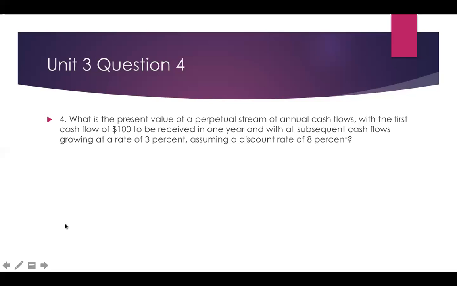All right, so this one's pretty similar to the previous one. The only real difference is that we're going to add that 3% growth rate in there as well. So once again, we see that our cash flow is 100, our growth rate is 3%, and our discount rate is 8%. Essentially, you're going to use the exact same formula as before. The difference is that you subtract that 3% growth rate from your discount rate, and now you end up with a present value of 2,000.